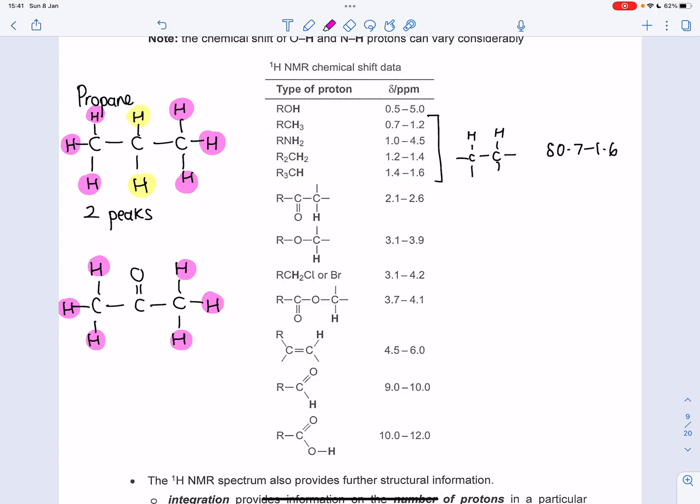We've got to look down, but we can find it here. Yeah, they're living next door to a C double bond O, so we would see one peak on the spectrum, and it would be in the region delta 2.1 to 2.6.